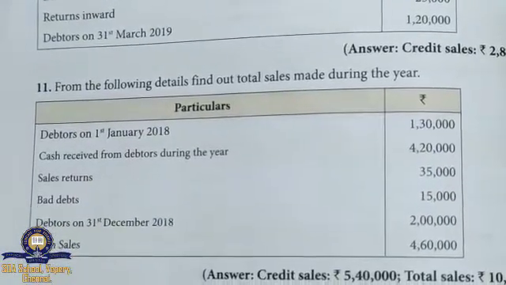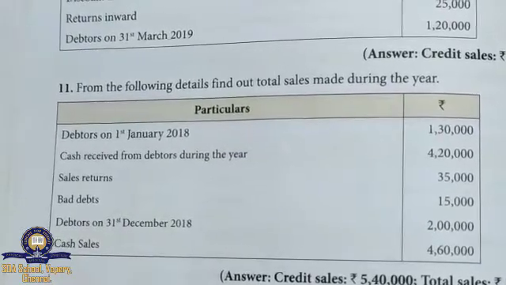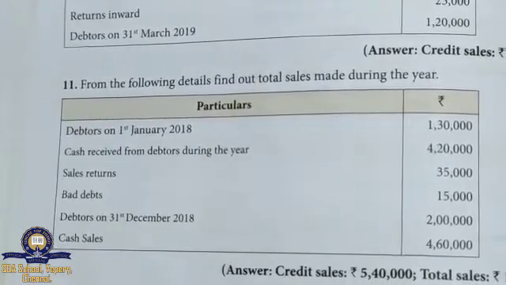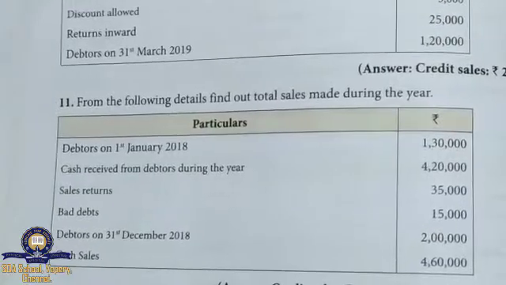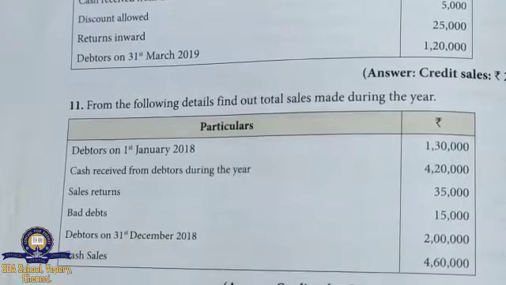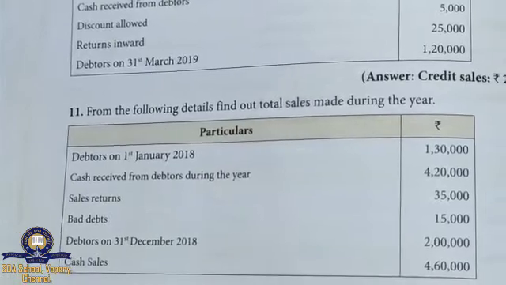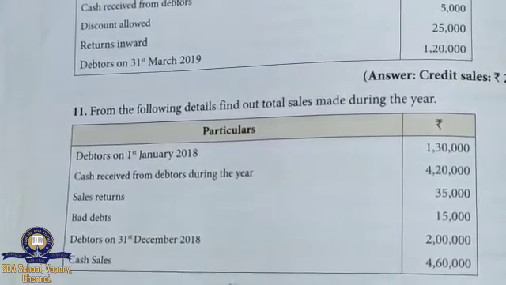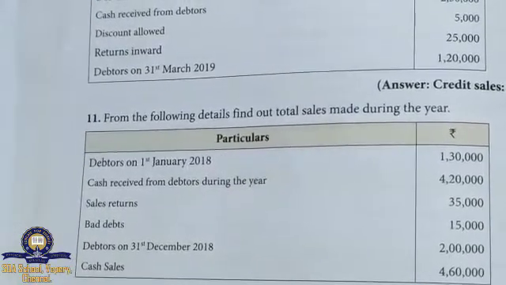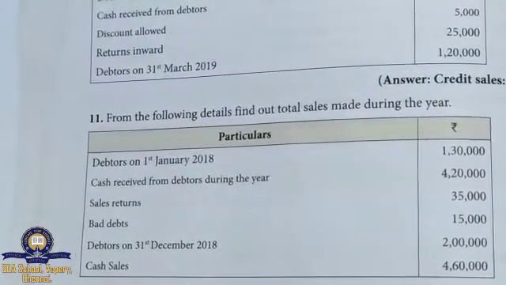So take page number 34, exercise 11. From the following details, find out the total sales made during the year. Debtors on 1st January 2018, 1,30,000. Cash received from debtors during the year 4,20,000. Sales return 35,000. Bad debts 15,000. Debtors on 31st December 2018, 2 lakh. Cash sales 4,60,000. So you are going to find out the total sales. So do this 11th sum as homework.